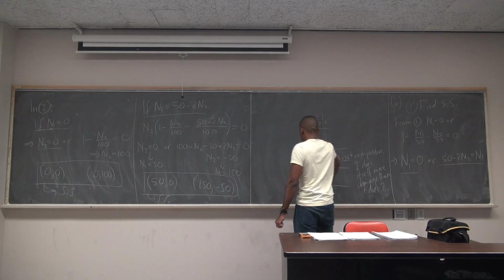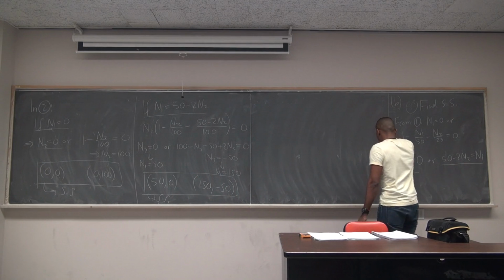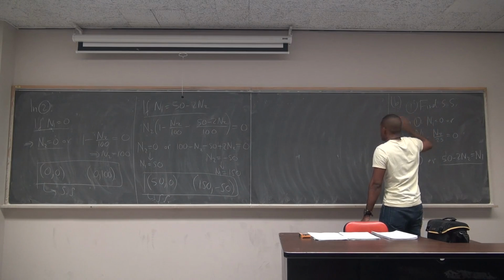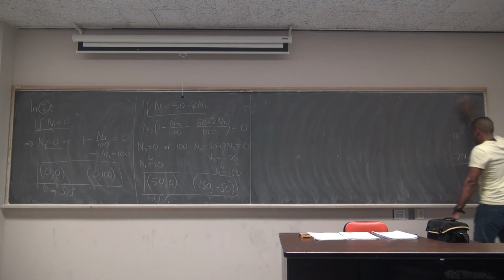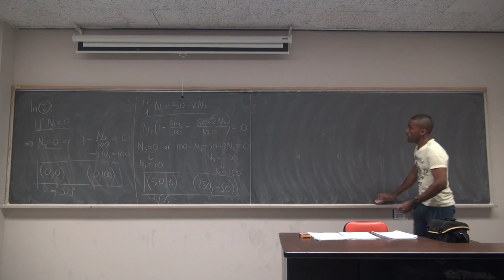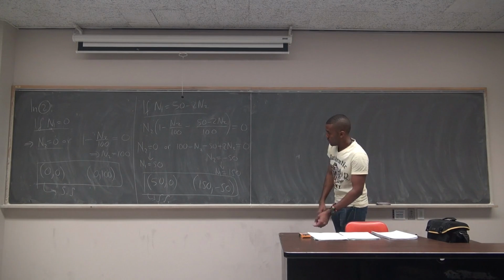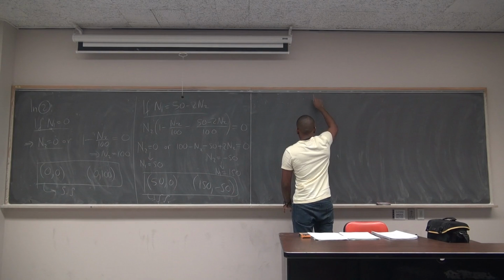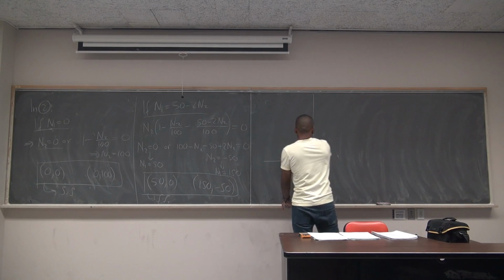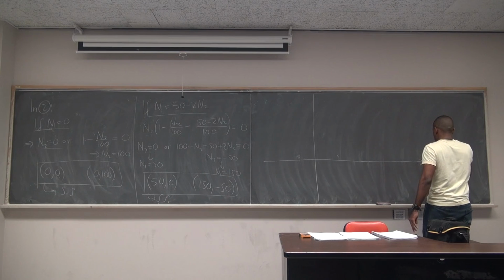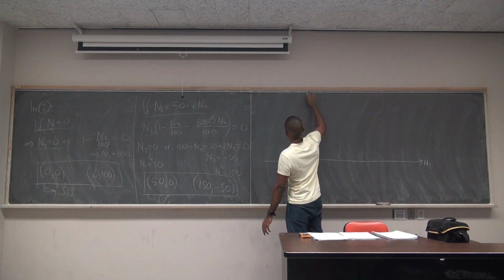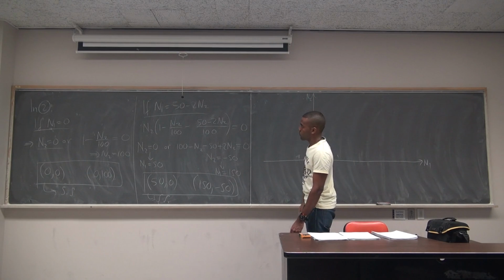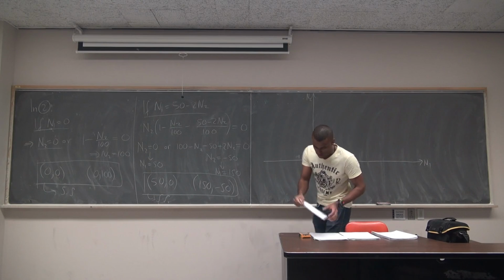Then what do we do with them? The null lines. Can I get rid of this? Yes. So this is the N1 axis, that's the N2 axis. So what does the first line look like?